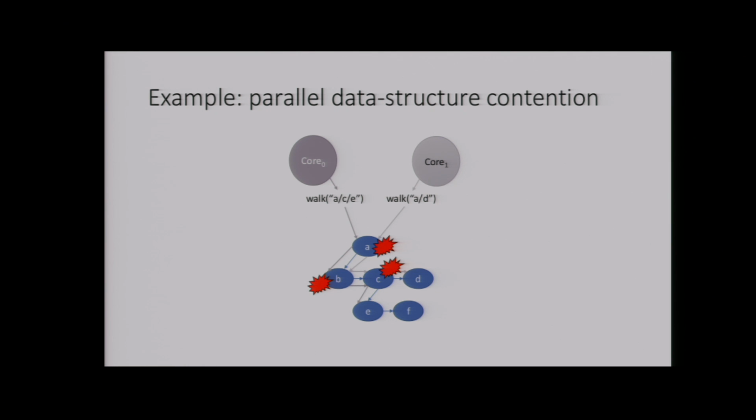The problem is that many naive schemes are going to require us to be writing to the cache lines of these nodes as we go through them, using things like reference counts, taking things like locks, and it's going to cause a lot of cache line bouncing between the caches of these cores. We'd like to not do that.